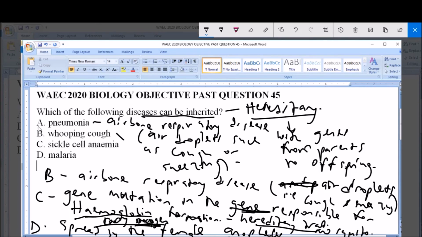Now you can see that options A, B and D are communicable diseases, but option C, sickle cell anemia, is a genetic abnormality, a genetic disease that is transmitted from parents to offspring because it is present in the genes. So it is a hereditary trait, so it can be inherited. So option C, sickle cell anemia, is the correct answer to this question.